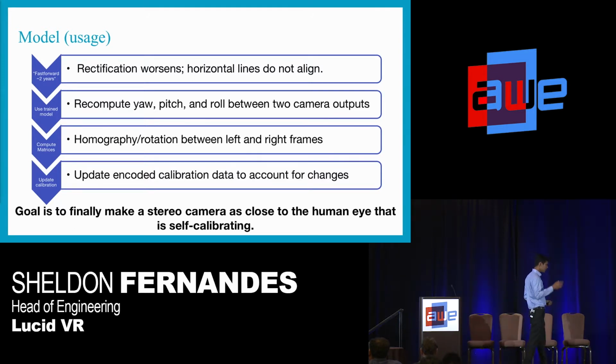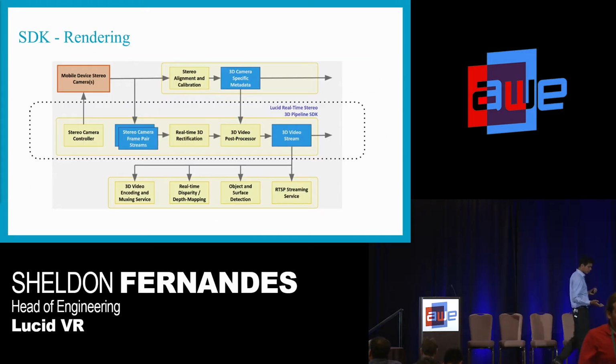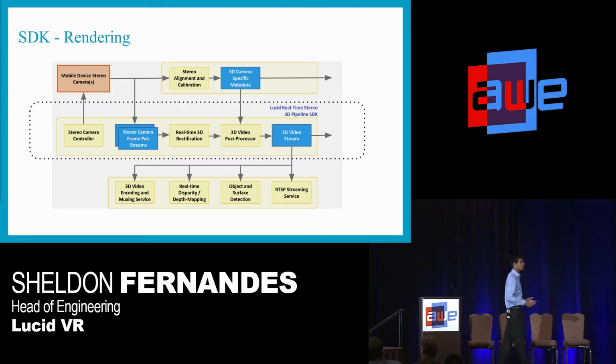So our goal, as I said before, at the end of the day is to make a stereo pair of cameras as close to the human eye as possible, that is completely self-calibrating. So this is what we've been working on at Lucid, and this data is not so much of use until it can be used in real time for any more processing. So what you see in the middle section over here is rendering, and I'd like to take some time to talk about how this data can be used in real time.